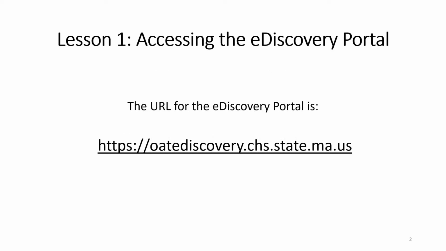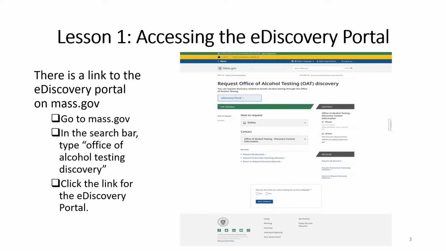Your first step will be to go to the website for the eDiscovery portal. The URL is included on this slide. As an alternative to entering that URL into a search bar, you could also go to the mass.gov website.